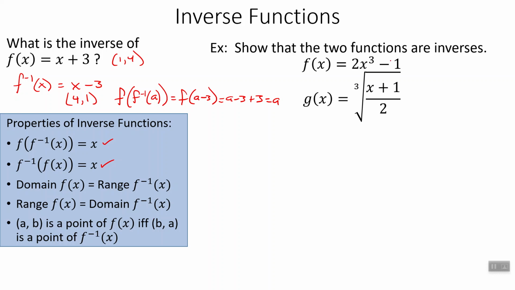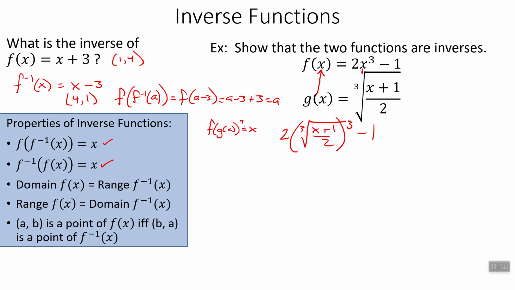All right, so here's some more difficult inverse functions, and we want to show that they are inverse functions. So one way to do that is to do the composition of each other. So we could do f of g of x, and hopefully we'll get x. All right, so we're going to take g of x and we're going to plug it in here. So in other words, it's going in here for x. So we would get 2 times the cubed root of x plus 1 over 2 cubed minus 1.